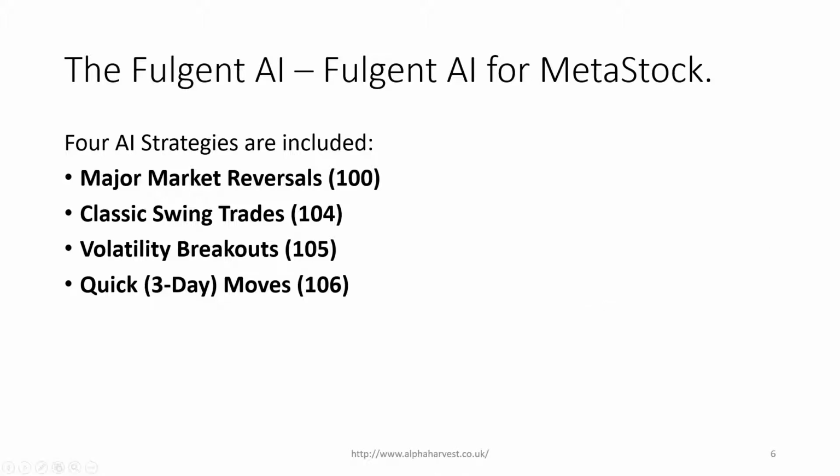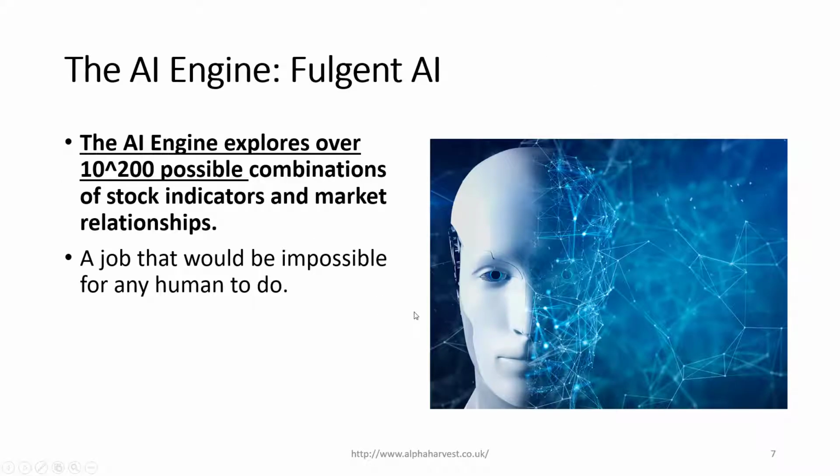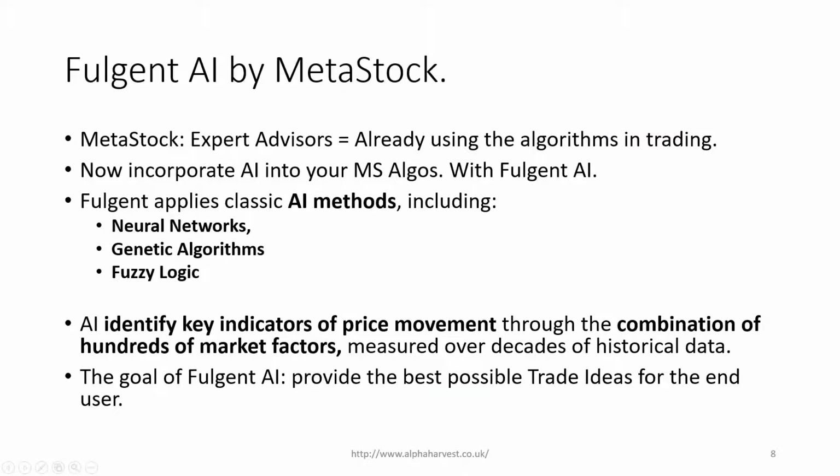Now, just briefly, a quick tip of the iceberg explanation of how the AI works. The AI explores 10 to the power of 200 different possible combinations on average of stock market indicators and market relationships. Basically, what the AI does is it takes all available technical indicators and tests them with all available different settings, and then keeps those indicators and indicator combinations that lead to high probability trade setups. The AI uses genetic algorithm technology to do that, as well as neural networks and fuzzy logic.